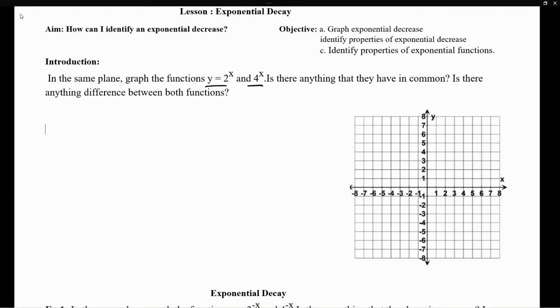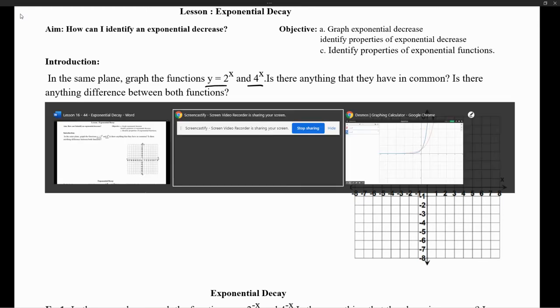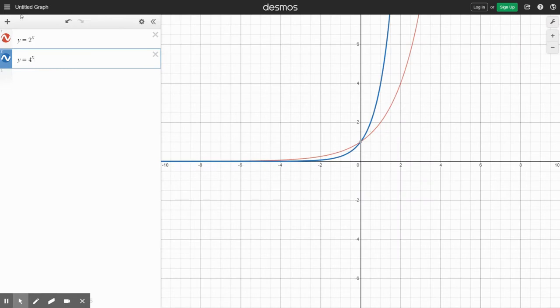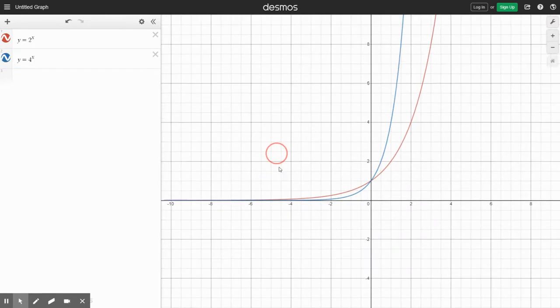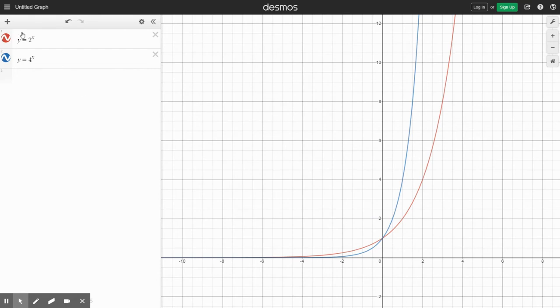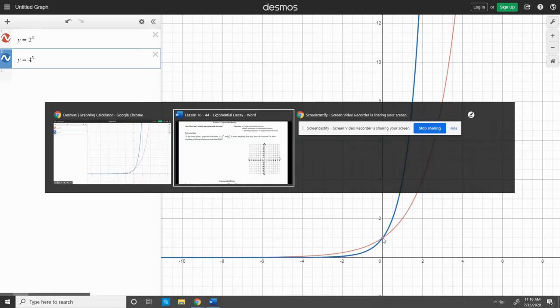So let's graph 2 to the x and 4 to the x. And for that, we're going to go to Desmos. Here we have our functions in question. The red function is 2 to the x and the blue function is 4 to the x. Let's start with the similarities. Just looking at the graphs, the first similarity that you might see is that they both seem to be intersecting at this point, (0, 1).